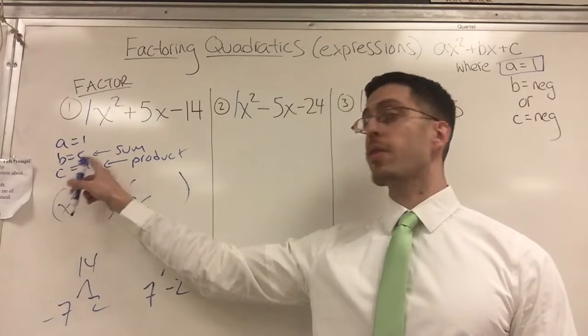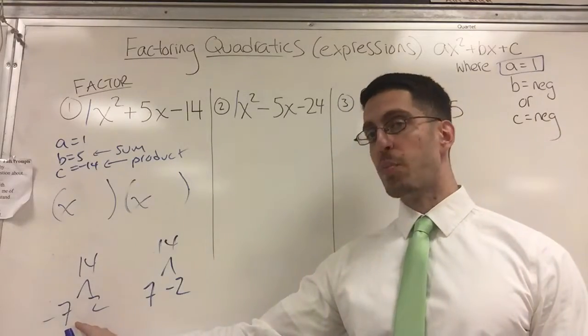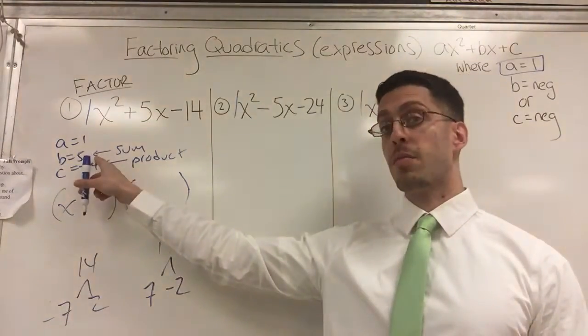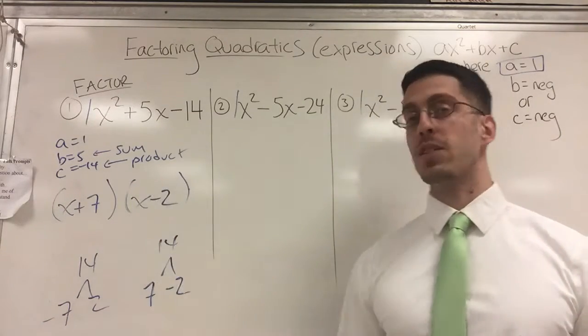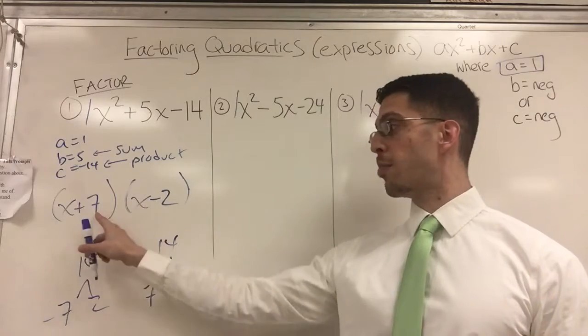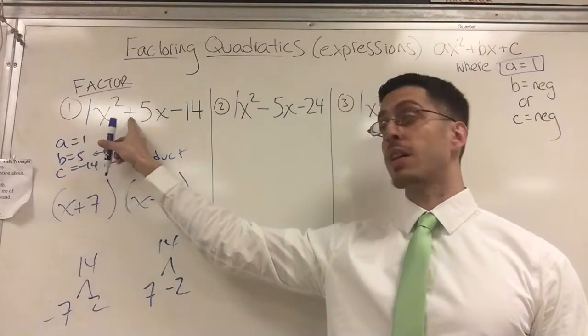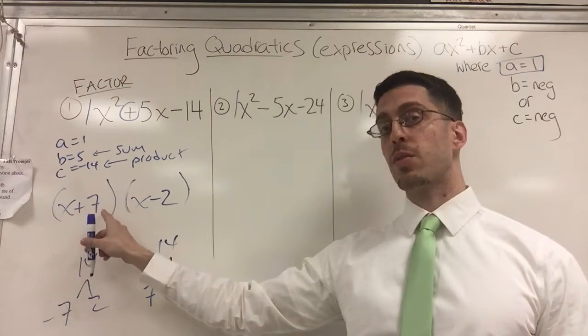You look at that middle number, the sum. You want a positive 5 as your sum. It's got to be, nope, this one. Positive 7, negative 2 gives you the positive 5 in the middle. So this is plus 7, this is minus 2. Here's a clue: the bigger number gets the middle sign. If the middle sign is positive, the bigger factor gets the middle sign.